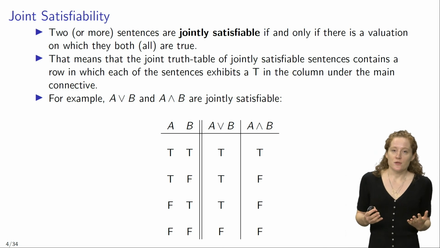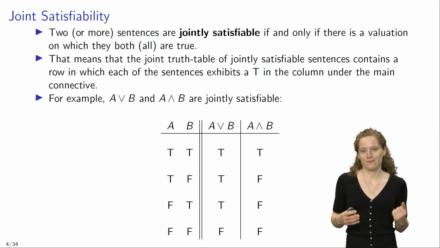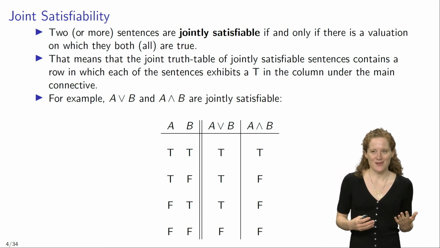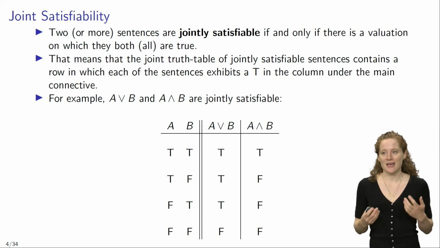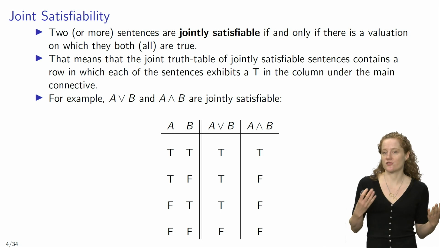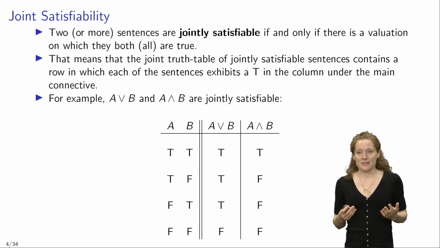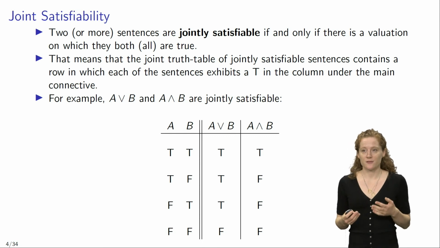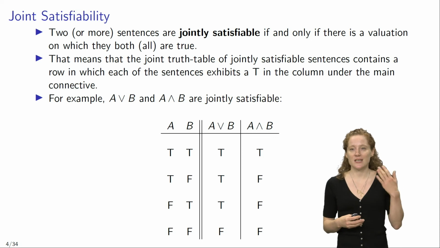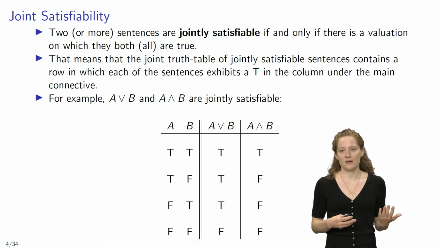The first new concept is the concept of joint satisfiability. Two or more sentences are jointly satisfiable if and only if there is a valuation on which they both, or all, are true. Now, that means that the joint truth table of jointly satisfiable sentences contains a row in which each of these sentences exhibits a T in the column under the main connective.